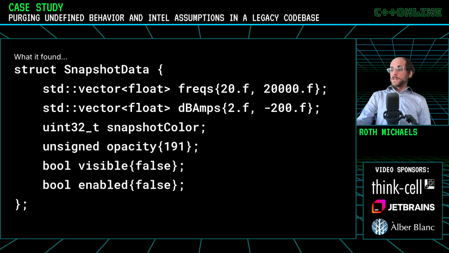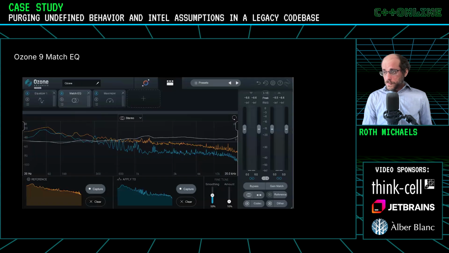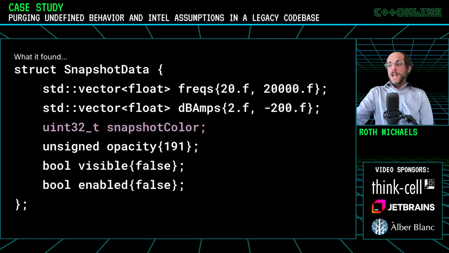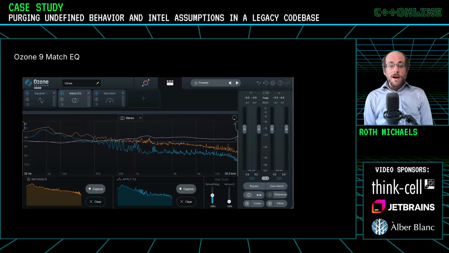And it pointed out to us we had this struct for saving snapshot data, and I'll show you how that's used in a moment. But essentially, you'll notice that one of the fields doesn't have a default initializer, and all the other ones do. The way this is used is we have this feature in our mastering software called the match EQ that essentially allows you to take some audio recording, capture its spectral curve, and then apply that to your source audio. So you see at the bottom of the screen, these orange and blue curves. That's what that struct is showing, this data. And the snapshot color is that orange or blue.